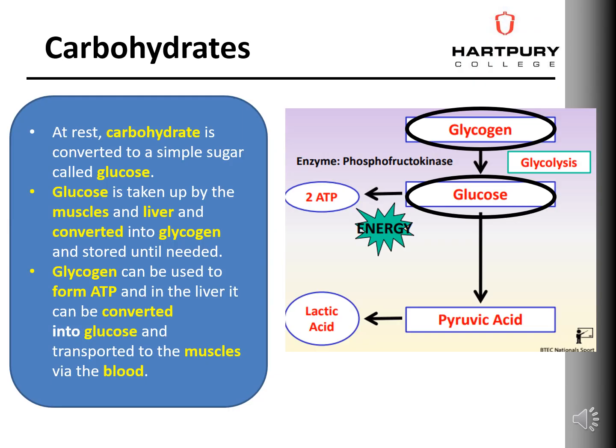So going to the answer of your question then. We use carbohydrates at rest and we convert them to a simple sugar called glucose. Glucose is taken up by the muscles and liver and converted into glycogen and stored until we need it. Glycogen can be used to form ATP, and that's how we use this in the lactate system. In the liver, it can be converted into glucose and transported to the muscles via the blood. If you take a look on the right-hand side, this is the process, and we'll run you through this process in the next slide.